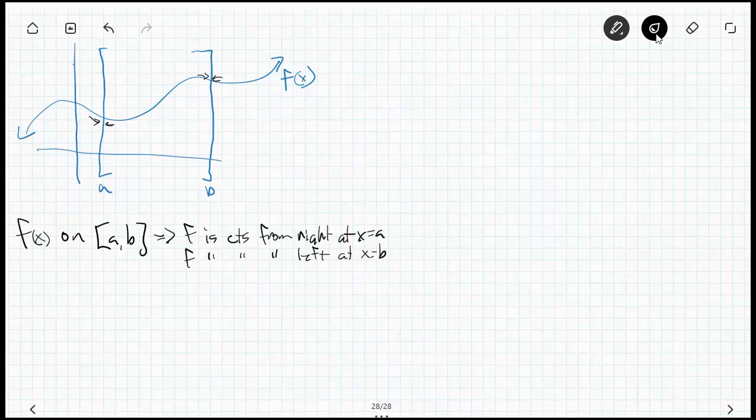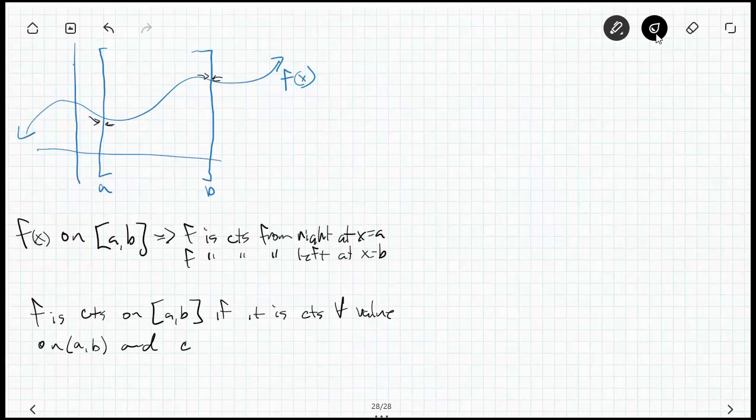Bringing up the interval is kind of nice. We can say all of this leads to an interesting little definition. I know that f is continuous on the closed interval from a to b if it is continuous for every value on the open interval from a to b, and continuous from the right at x equals a, and continuous from the left at x equals b. So that's how we define continuity on a closed interval.